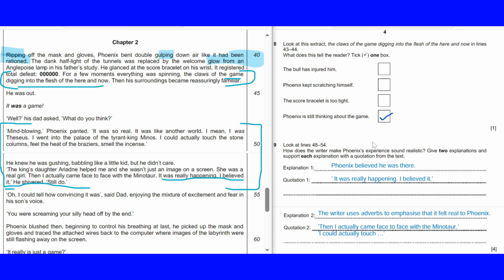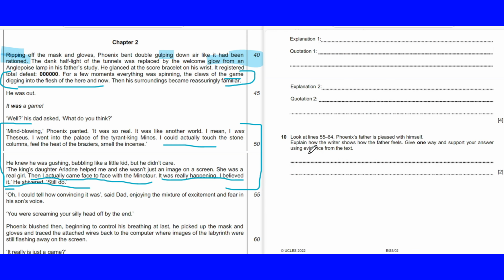Two is another way the writer makes Phoenix's experience seem realistic. Second, the writer uses adverbs to emphasize that it felt real to Phoenix. Here we can see, I actually came face to face with the Minotaur. Face to face with the Minotaur. So, I could actually touch. Here, I could actually touch. So that is the adverb to emphasize that it felt real to Phoenix, right? So that is for question 9.